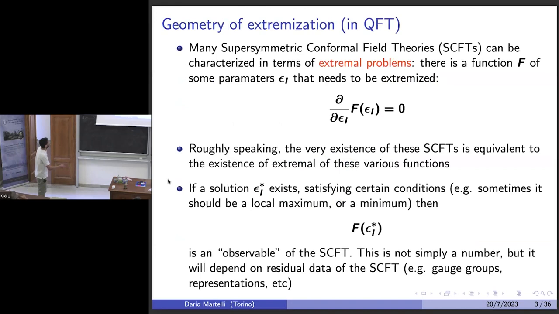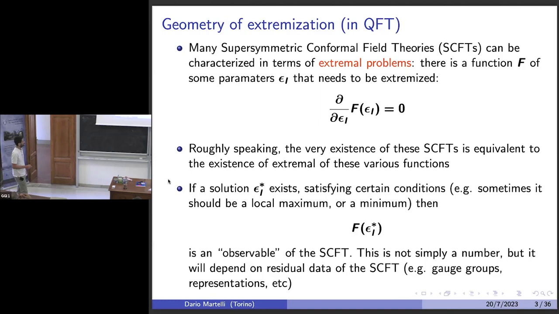Okay. So I slightly changed the title of my talk. I included also the word extremization in the title to reflect better the content. So let's start from here. Many supersymmetric conformal field theories can be characterized in terms of some extremization problem. That is a fancy word to say that there is a function that needs to be extremized, just in terms of some parameters, which for the moment are some generic parameters that characterize the field theory. I call them epsilon_i.